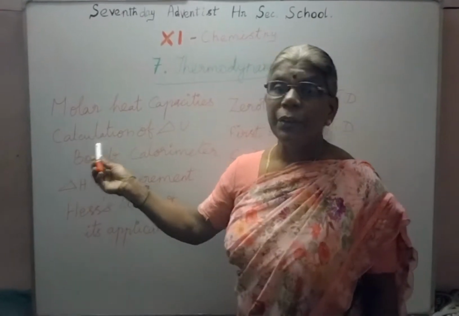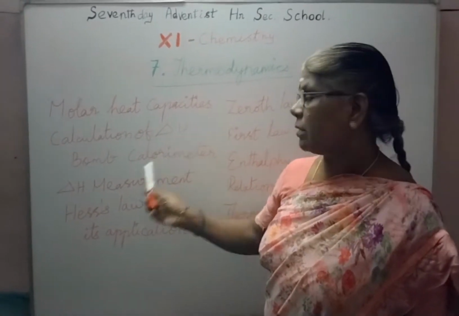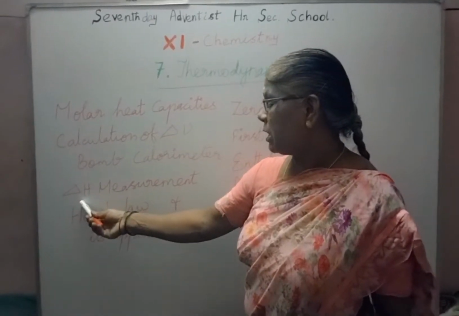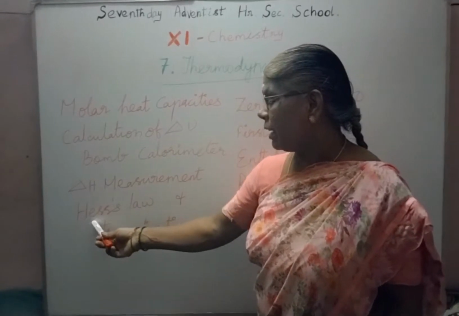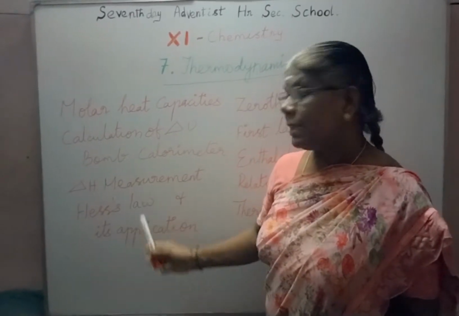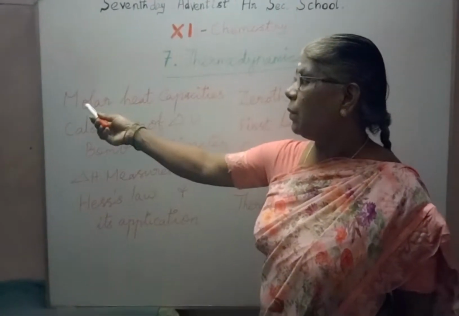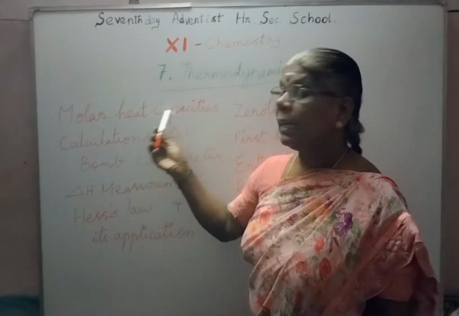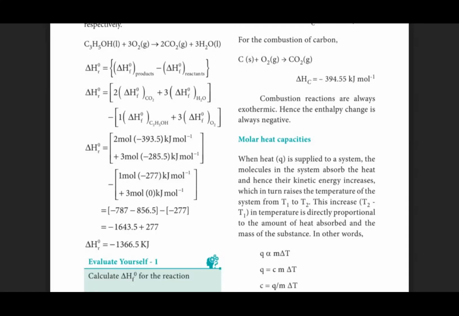Then we are going to calculate the delta U, that is internal energy, by using a bomb calorimeter, and then we will pass on to the delta H measurements. Then after that we are going to read about Hess's law and its applications. Now we will go to the heading, molar heat capacities, in detail. We will see the molar heat capacity now.